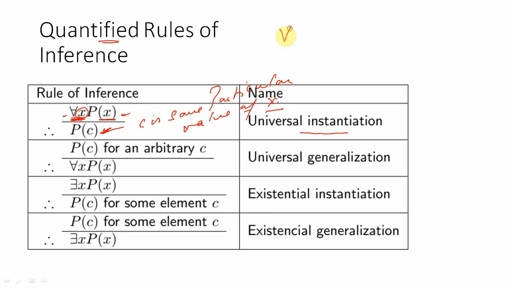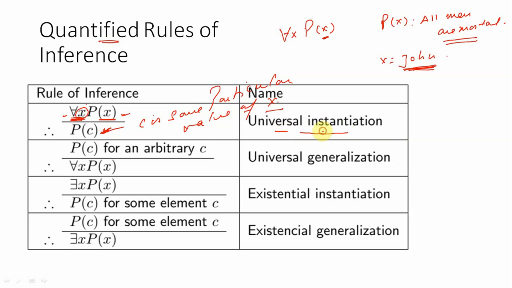Say for example, if I say for all x, p of x, where p of x says all men are mortal, then this is true for, let us say, a particular x equal to John. We can say John is mortal. If p is true for all the values of x, then p is true for a particular value of x. This is universal instantiation. We have created an instance of the universally quantified predicate.